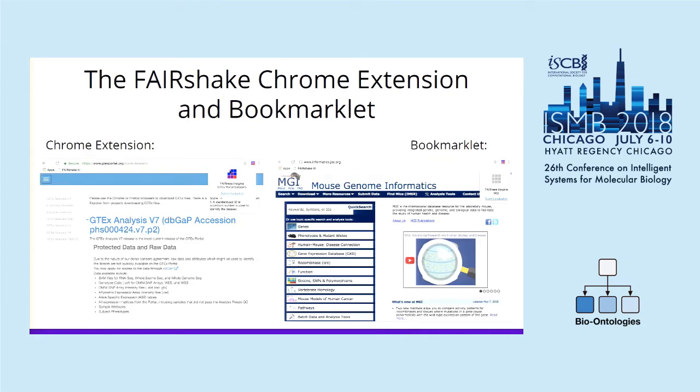FAIRshake also offers a Chrome extension and Bookmarklet, which are add-ons to your browser. When users have these loaded onto the browser and then navigate to the home page of a digital object they're interested in, they can execute the Chrome extension in the extensions bar, or the Bookmarklet in the bookmarks bar, and they will see this pop up displaying the FAIR insignia from FAIRshake and a link to the website evaluation form where they can submit a new assessment.